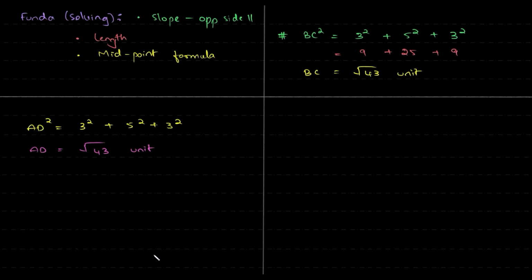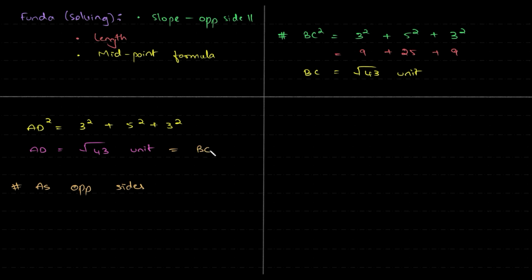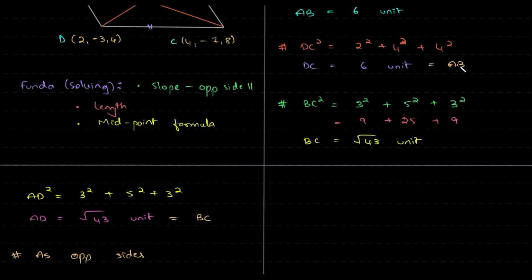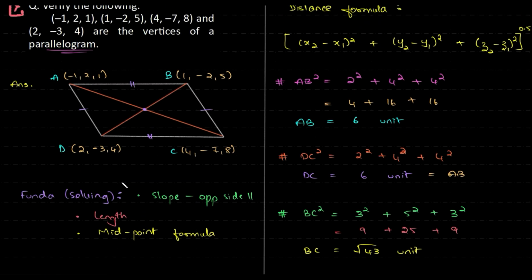Then we'll write a general statement that, as opposite sides of the quadrilateral are equal, we can conclude this is equal to BC, and this is equal to AB, so that we are not missing anything. From this we can infer that ABCD is a parallelogram. Is that the question? Verify that.